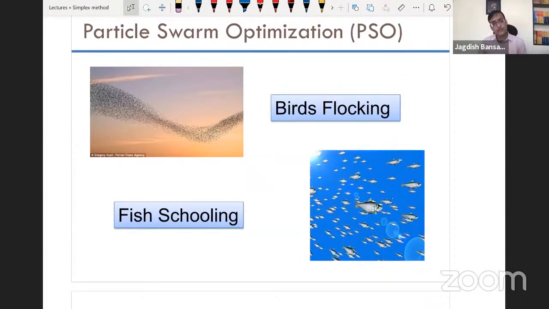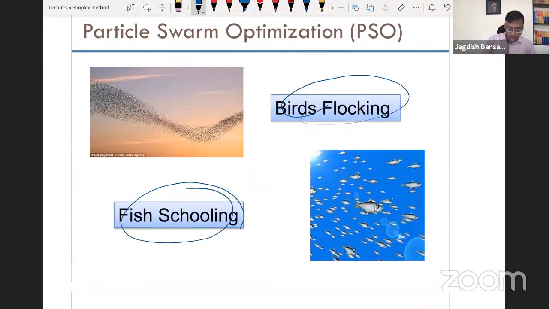Particle swarm optimization is another algorithm which is inspired by the birds flocking behavior or fish schooling behavior. How the group of birds fly together, how the school of fish swim together, and why they swim together, why they fly together.